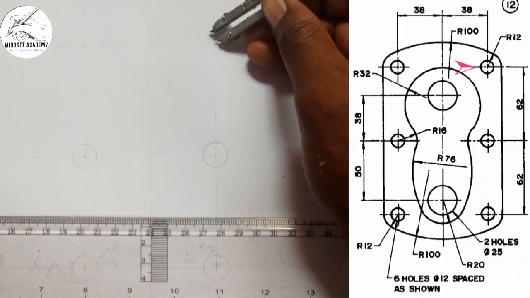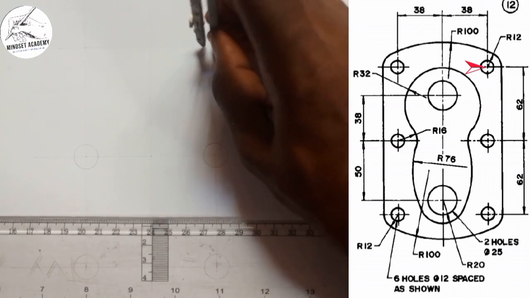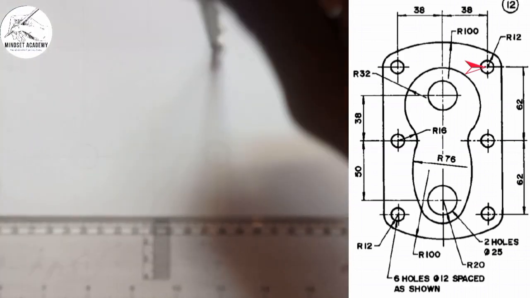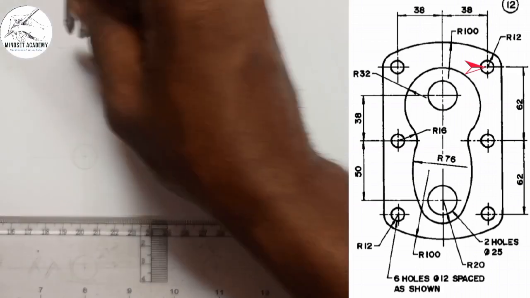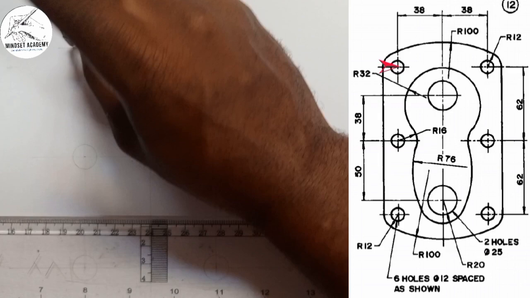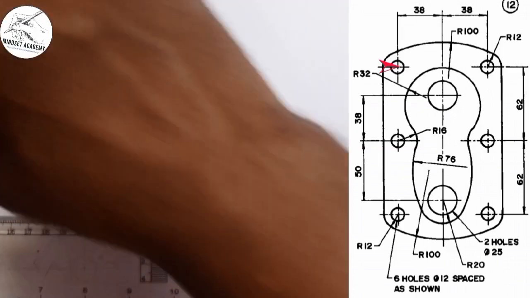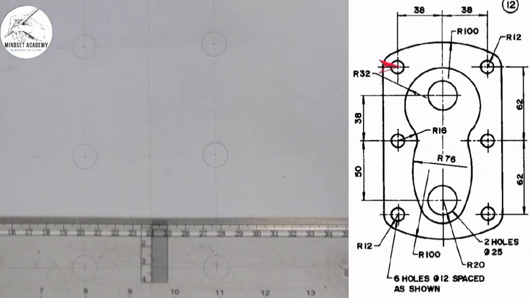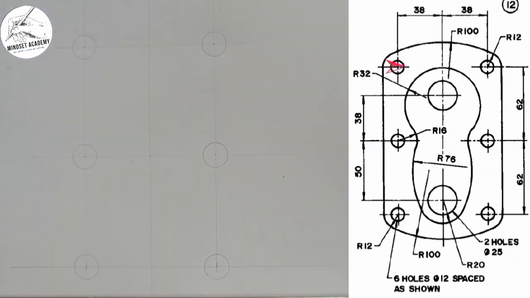I'll come here also. I'll get the radius of what? Of 6. I'll come here too. I'll get the radius of what? Of 6. Now I have drawn the 6 circles, as you can see on the screen. Now the next thing I'm going to do is this.